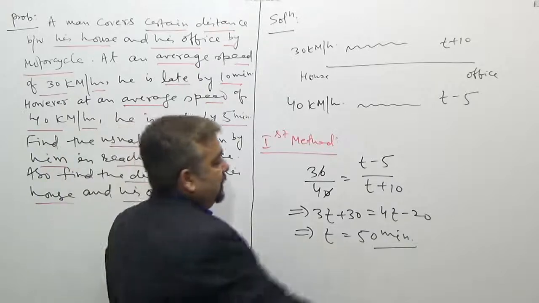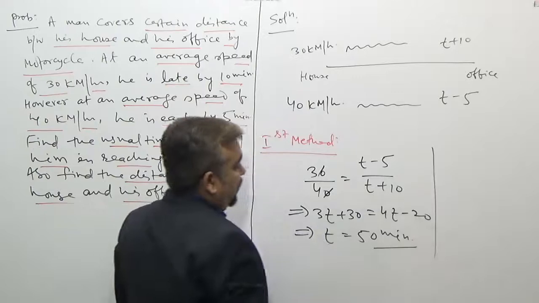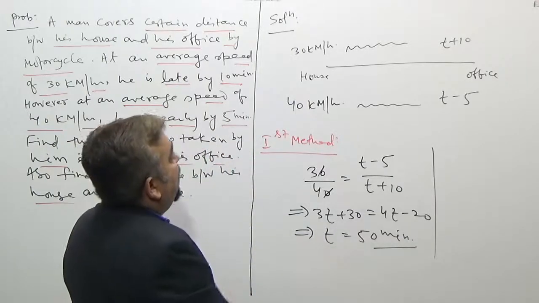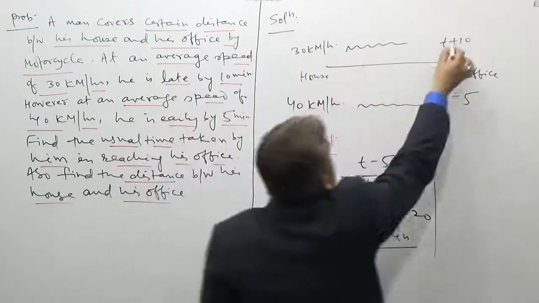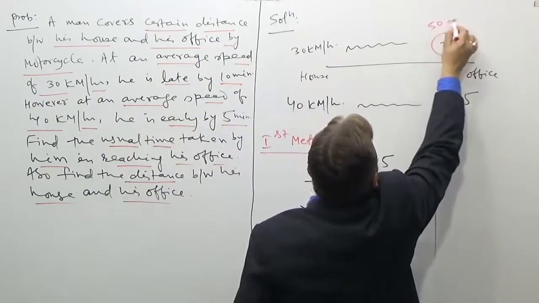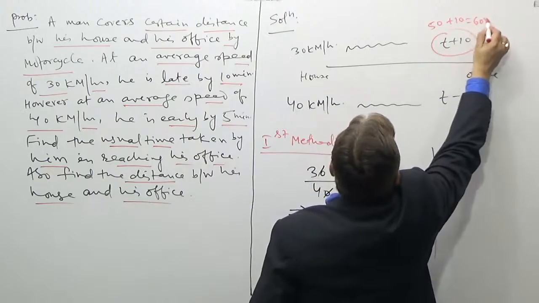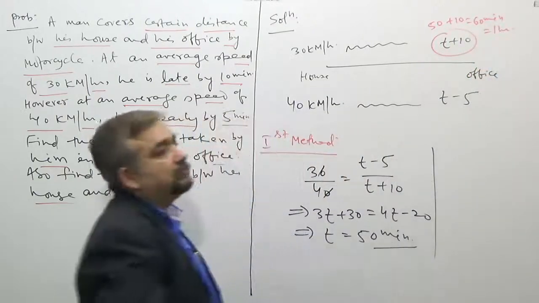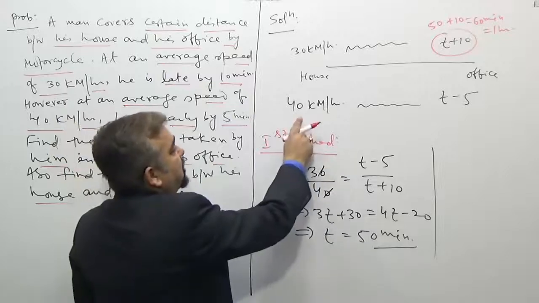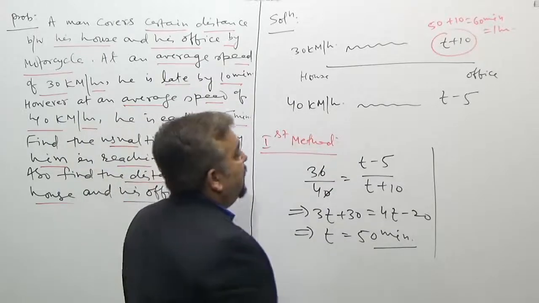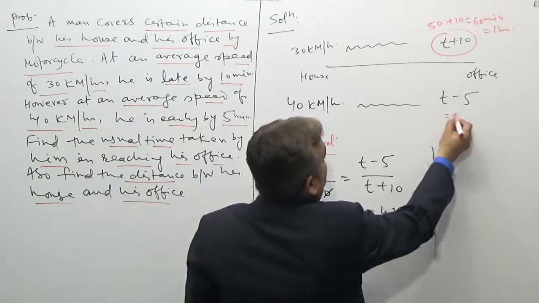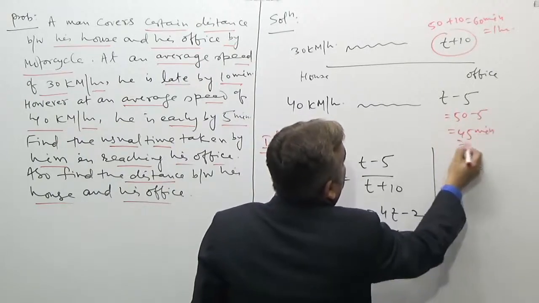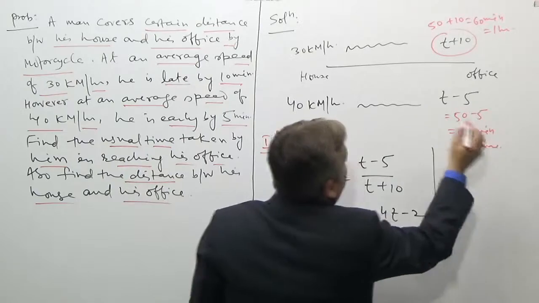Now for distance. Normal time is 50 minutes. You can see with the speed of 30 km per hour, the time taken is 50 plus 10, that is 60 minutes, or you can say 1 hour. Or with this speed 40 km per hour, time taken is 50 minus 5, that is 45 minutes. Or you can say 3 by 4 hours.